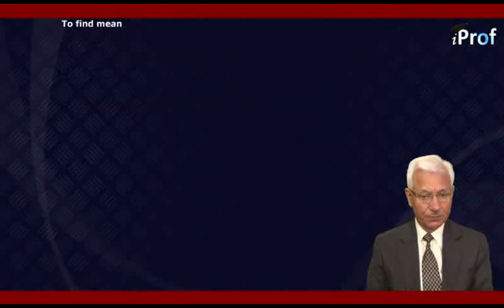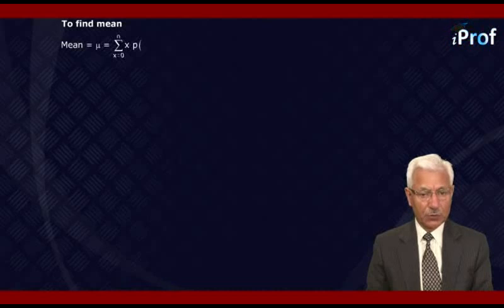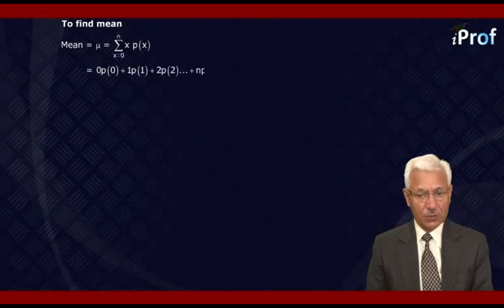To find the mean, we know the mean is equal to mu, that is equal to summation of X into P(X). Putting the values of X as 0, 1, 2, 3, and so on, we get 0 into P0 plus 1 into P1 plus 2 into P2 plus and so on plus n into Pn. That is 1 into nC1 Q raised to power n minus 1 P, plus 2 into nC2 Q raised to power n minus 2 P square, plus 3 into nC3 Q raised to power n minus 3 P cube, plus and so on.